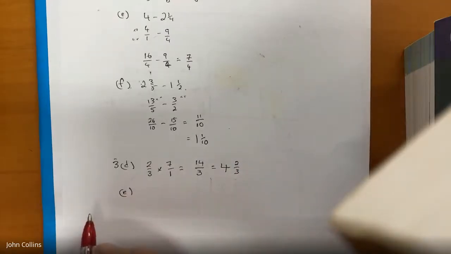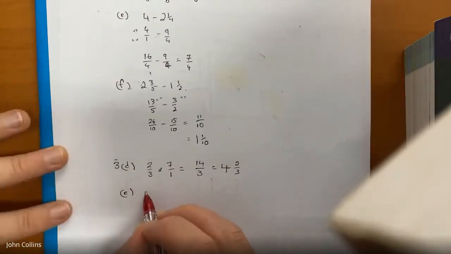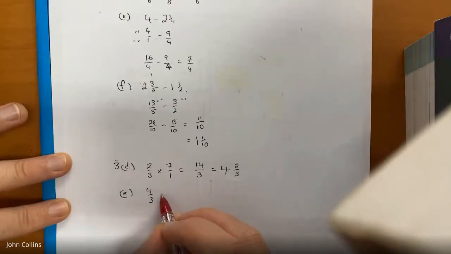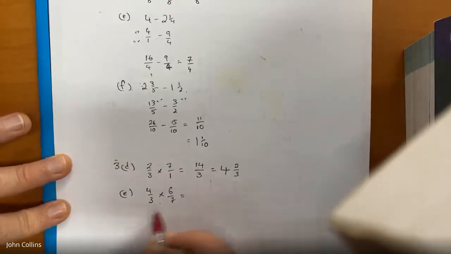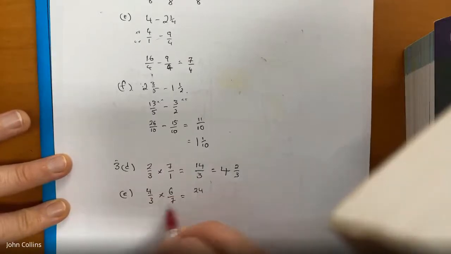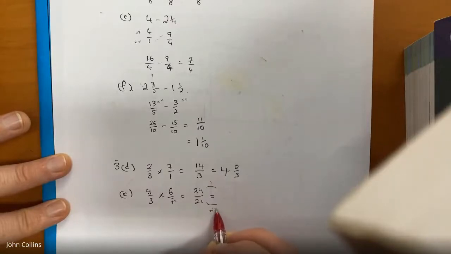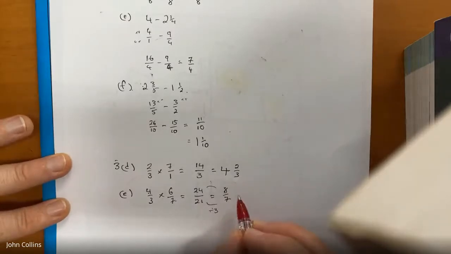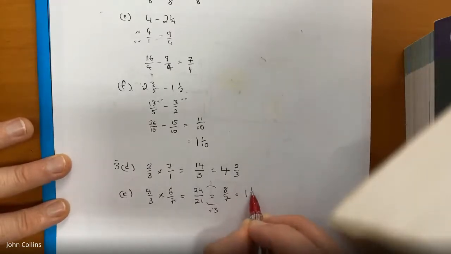E. 1 1/3, which is 4 over 3. I just changed that straight up. Multiplied by 6/7. Now I can pre-simplify this, but I won't. I'll do it afterwards. 4 times 6 is 24. 3 times 7 is 21. Simplify that down, divide by 3 above and below, and we get 8 over 7, which can be simplified further into 1 1/7.